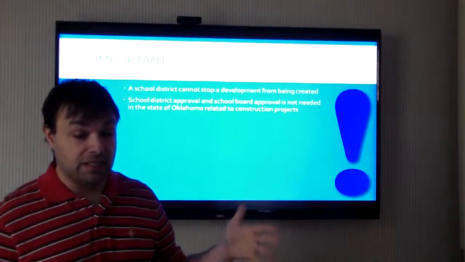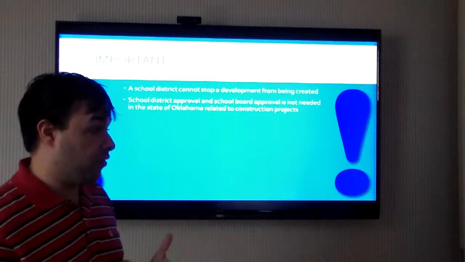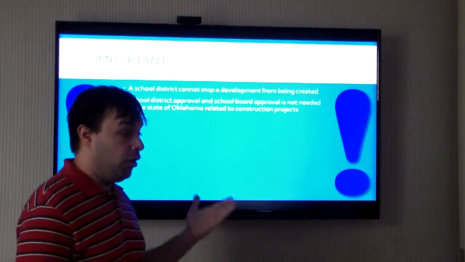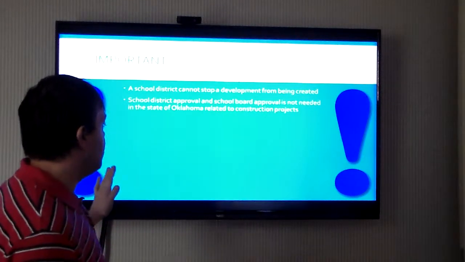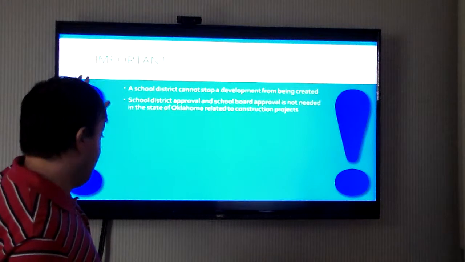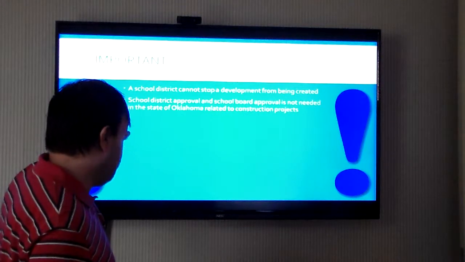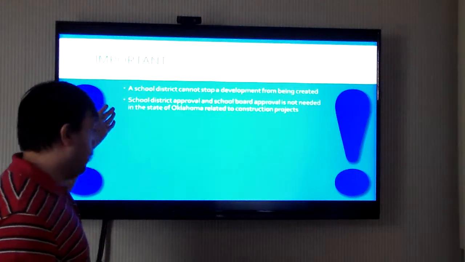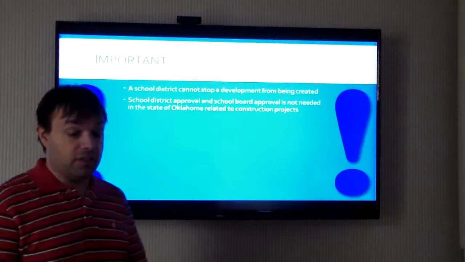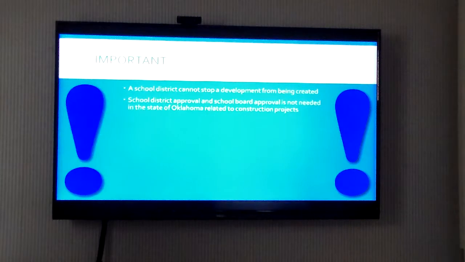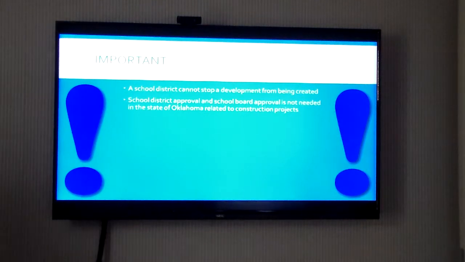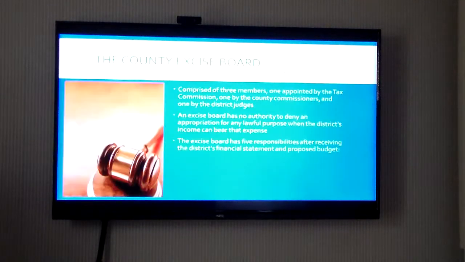The school board voted against the development of the property because the individuals that own the property worried more about the type of environment they would create. So the school districts in my state can stop development. Oklahoma, they can't. So if there's anything related to construction, the school board can't interfere. They can express their concerns, but they can't stop the development from being created.